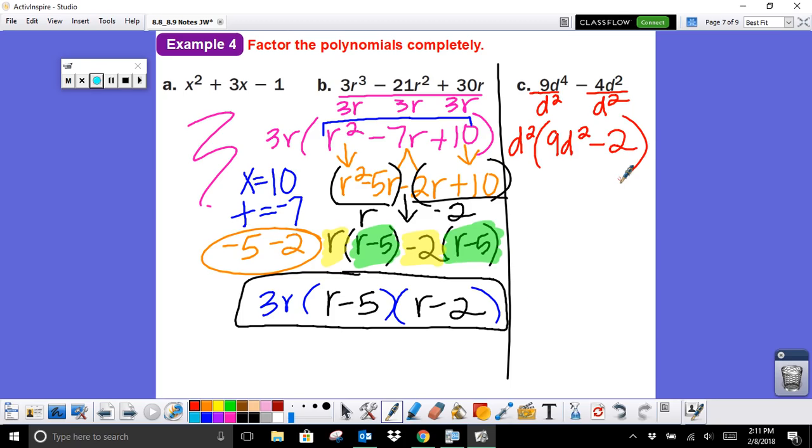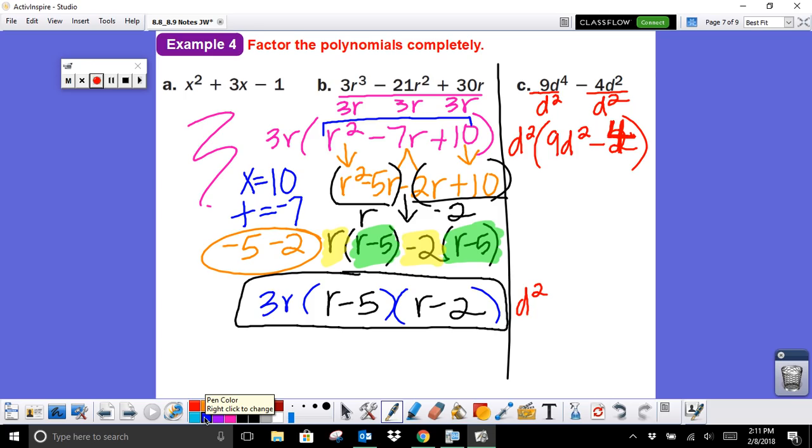Okay, so that D squared that we took out, that's part of our answer at the end, but for right now, I'm done with it. Now I'm left with a, whoops, that's not minus 2 up there, that's minus 4. I don't know why I put 2. There we go. All right, so now we're left with a binomial.